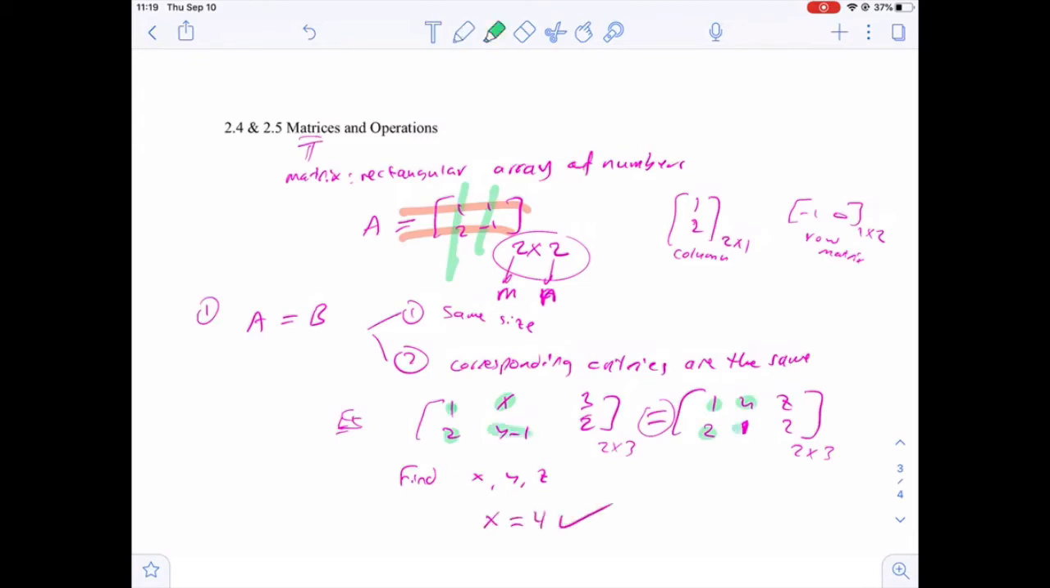y minus 1 is equal to 1. Then we solve this, we get y equals 2. So we got the value of y. And here 3 is equal to z. So that's the value of z.